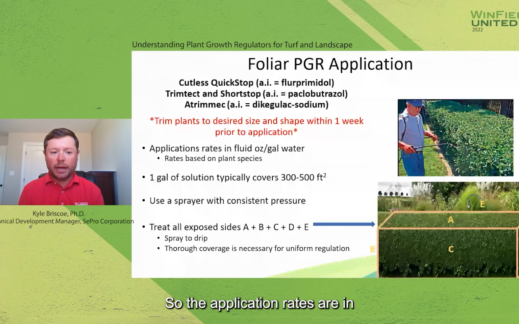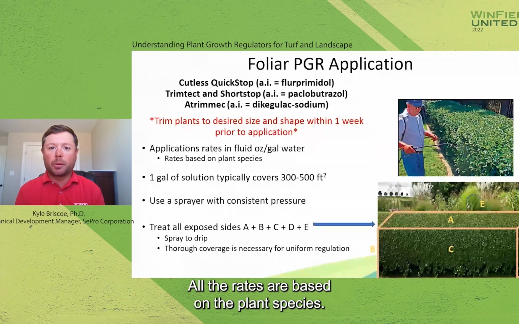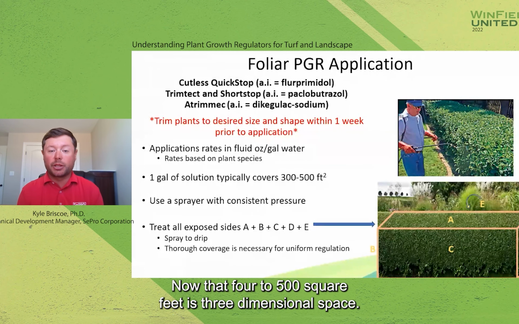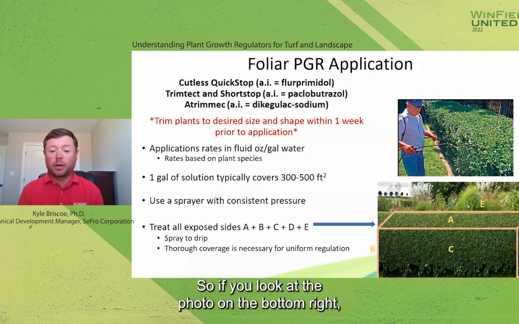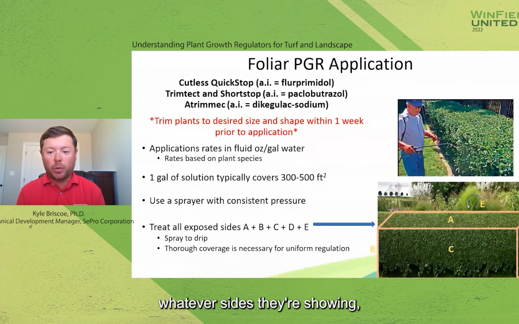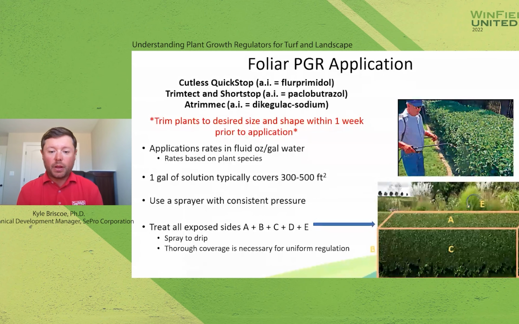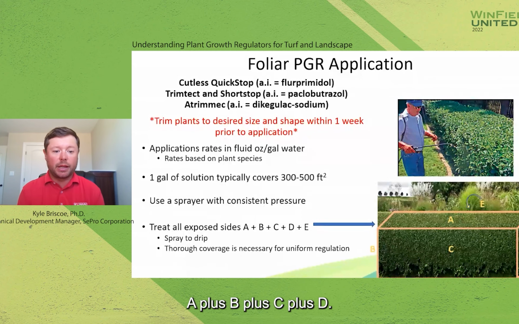So the application rates are in fluid ounces per gallon of water, no matter what product. All the rates are based on the plant species. All the products cover about 400 to 500 square feet. Now that 400 to 500 square feet is three-dimensional space. So if you look at the photo on the bottom right, whatever sides are showing, whatever sides you want regulated growth, you're going to add that up: A plus B plus C plus D.